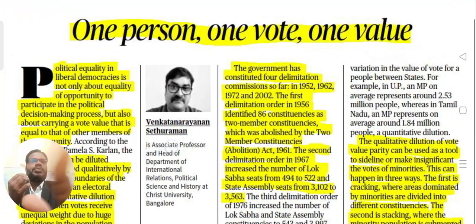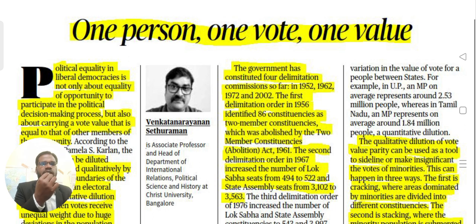The government has constituted four delimitation commissions so far. So this is very important. It may come in the prelims question also, and from the mains point of view also you can mention this content. The four commissions were constituted in 1952, 1962, 1972 and 2002. The first delimitation order in 1956 identified 86 constituencies as two-member constituencies, which was abolished by the Two-Member Constituencies Abolition Act 1961.